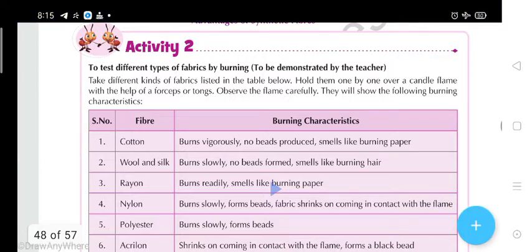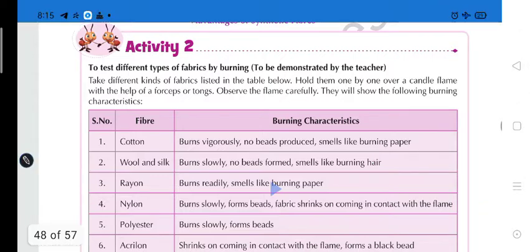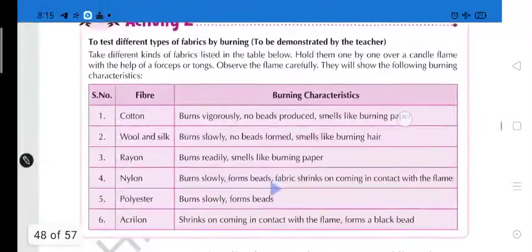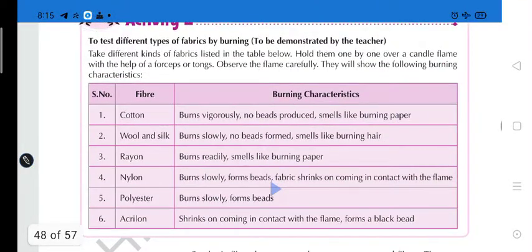What is special in this activity? See, to test the different types of fabrics by burning, to be demonstrated by the teacher. Don't worry. So students, here we will burn the different fibers and we will see what kind of smell each fiber has. Take the different kinds of fabrics listed in the table below and hold them one by one over a candle flame, with the help of forceps or tongs. Observe the flame carefully. They will show the following burning characteristics.